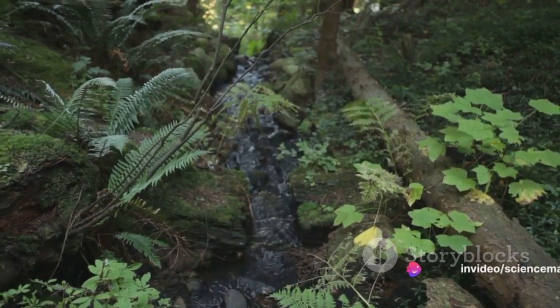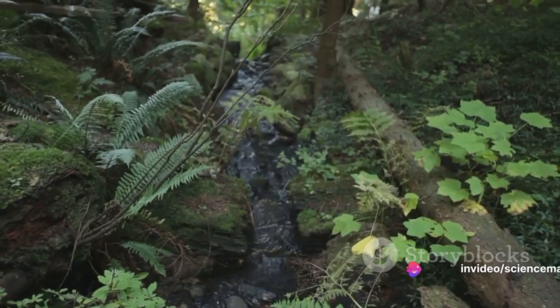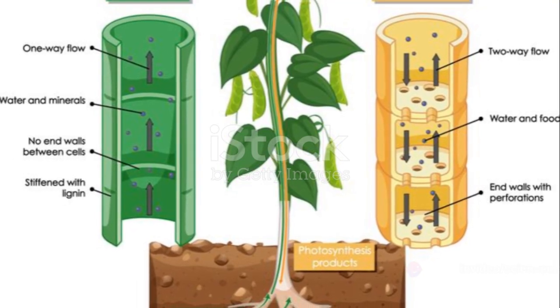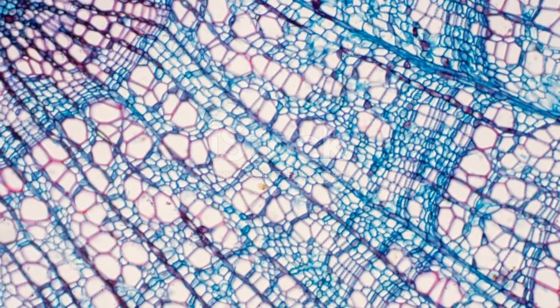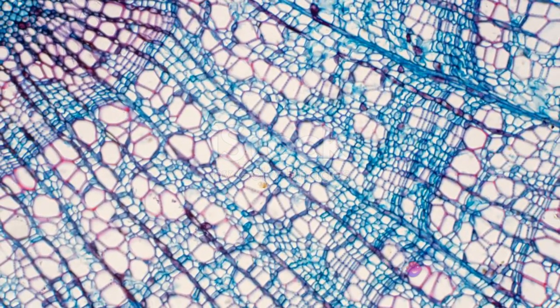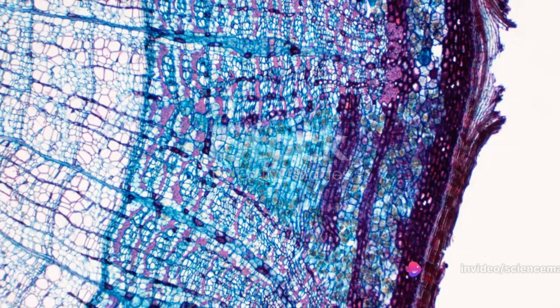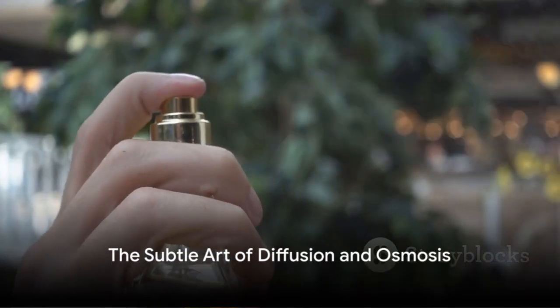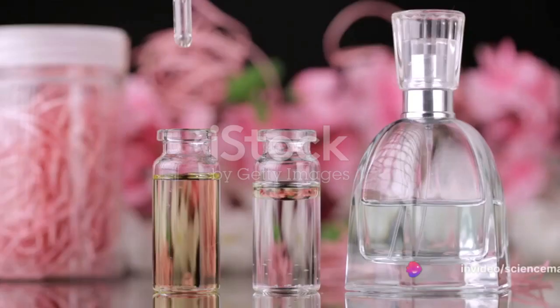But wait, there's more. Plants also have their version of highways, the xylem and phloem. These structures work tirelessly, transporting water, nutrients, and sugars from the roots to the leaves and vice versa. Just like how we have our blood vessels to transport nutrients, plants have their special methods too. Intrigued? Stay tuned.